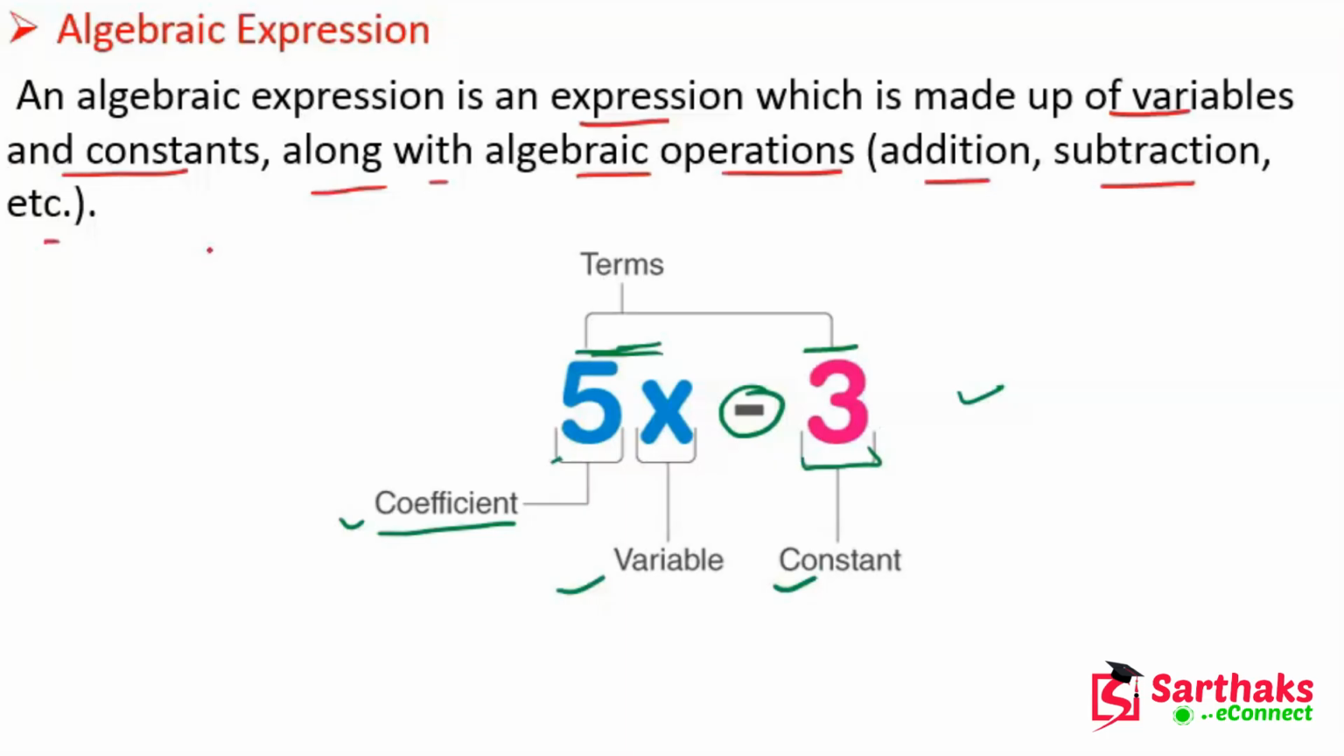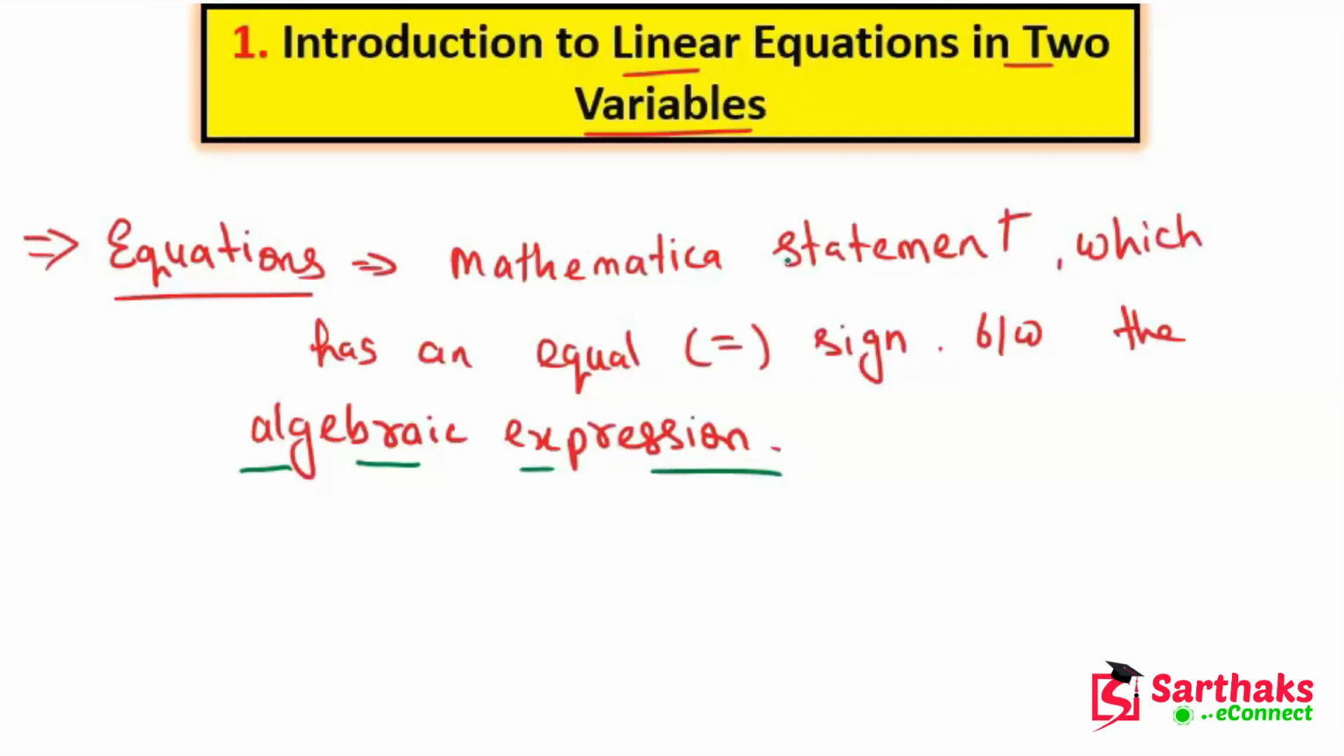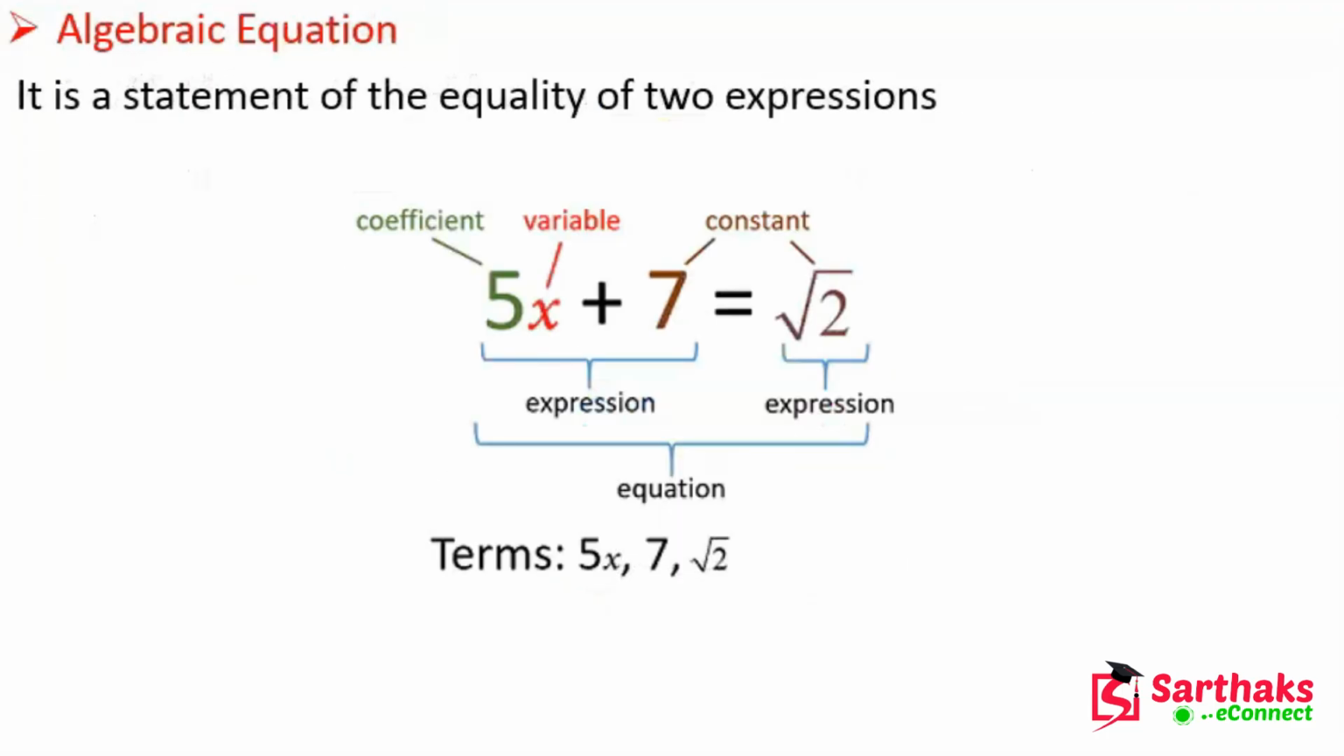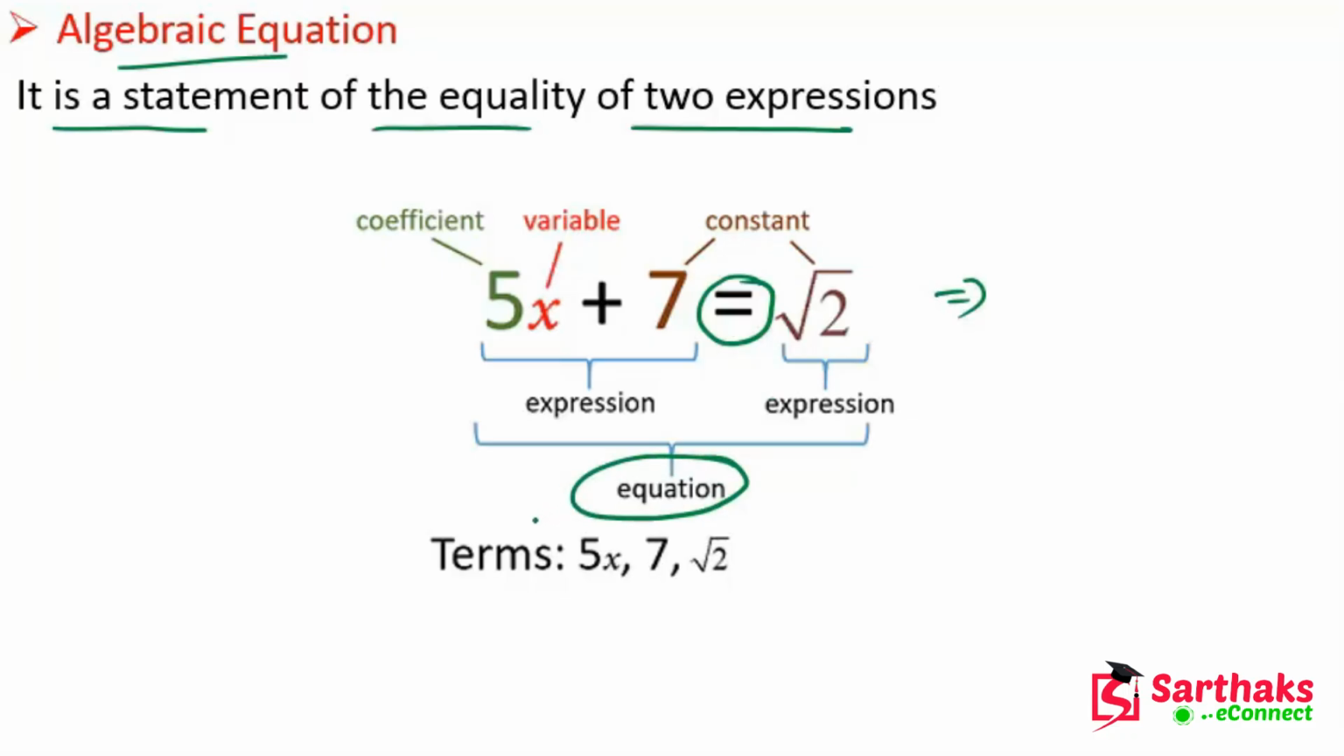Now if you talk about an algebraic equation, the definition is: a mathematical statement which has an equal sign between the algebraic expressions. It is a statement of equality of two expressions, meaning the two expressions are separated by an equal sign. Here is an equal sign, so we can say this is an equation. In these expressions we have variables, coefficients, and constants, and their combination makes the algebraic equation.